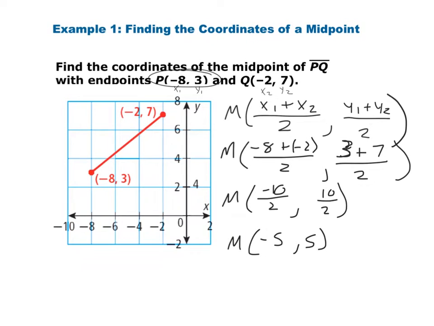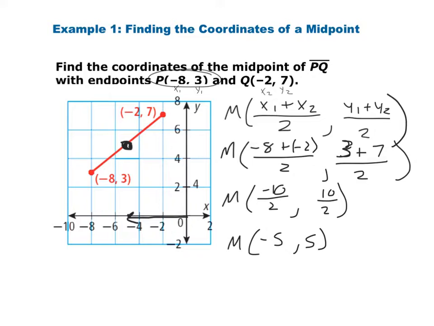If we look at the graph here, to go negative 5, we go to the left, negative 5, and then we would go up 5. So the midpoint would be that black point right there.